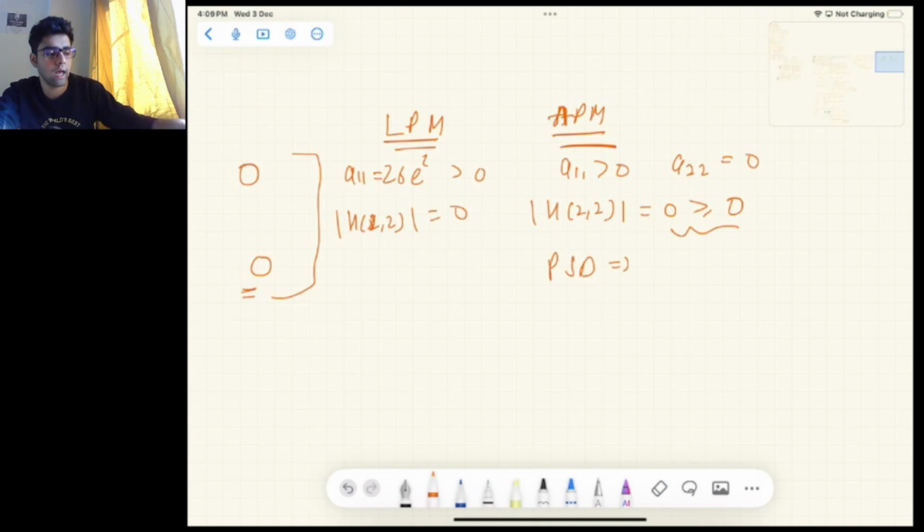But the question is, a positive semi-definite matrix implies that it can never be a local max, but it can be a local min. It cannot be a local max, but it can be a local min. Now we have to show if it is a local min or not. So it can be a local min, but we are not sure.